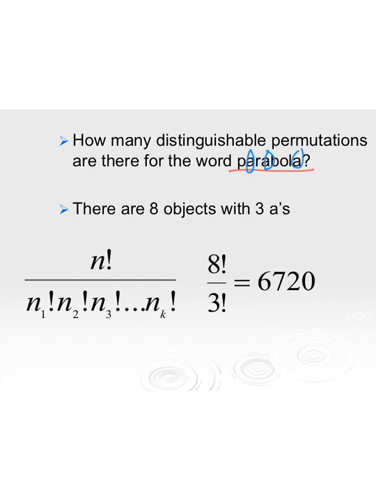A shortcut here is that when you're dividing, you really only need to divide by the things that repeat, because the things that don't repeat have a factorial of 1, which is not going to affect your outcome. When I plug this into the calculator and simplify my answer, I get 6,720 distinguishable permutations for the word parabola.